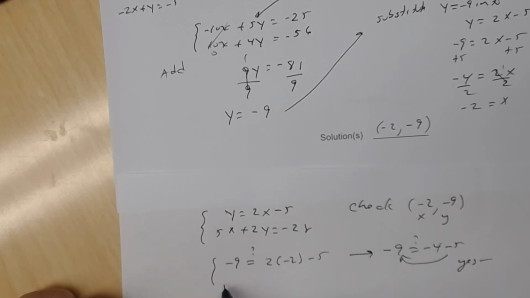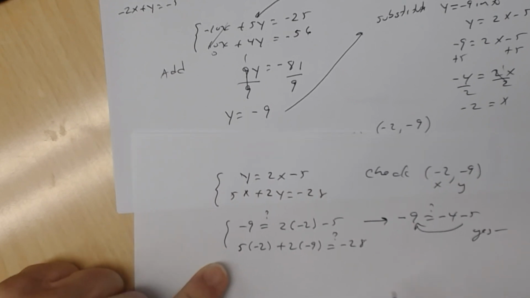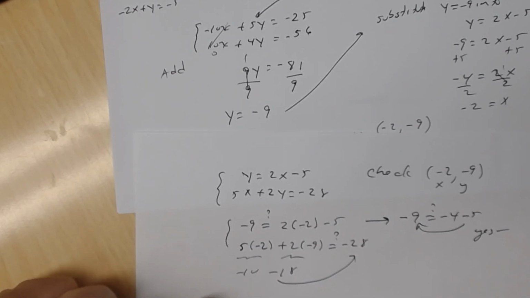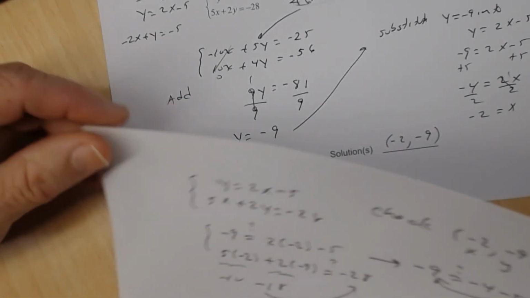So let's go to the next one now. So 5 times x plus 2 times y, and you want to see if that's going to equal a negative 28. So this is a negative 10, this is a negative 18, and you notice that is equal to a negative 28. All right, so you can always check these.